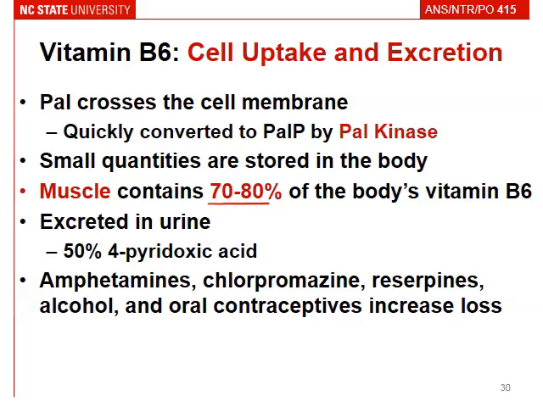And then we have various compounds that are going to increase the loss of B6. So amphetamines, risperidone, alcohol, oral contraceptives. So if you happen to be taking any of these particular drugs, you may want to make sure that you're taking a multivitamin, because you will be excreting more of our B6 and have a slightly higher requirement because of that.